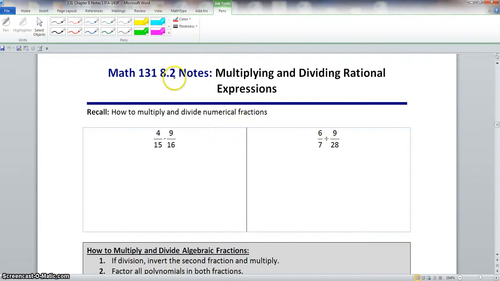Hello class, we're about to start section 8.2, multiplying and dividing rational expressions. It says recall how to multiply and divide numerical fractions.